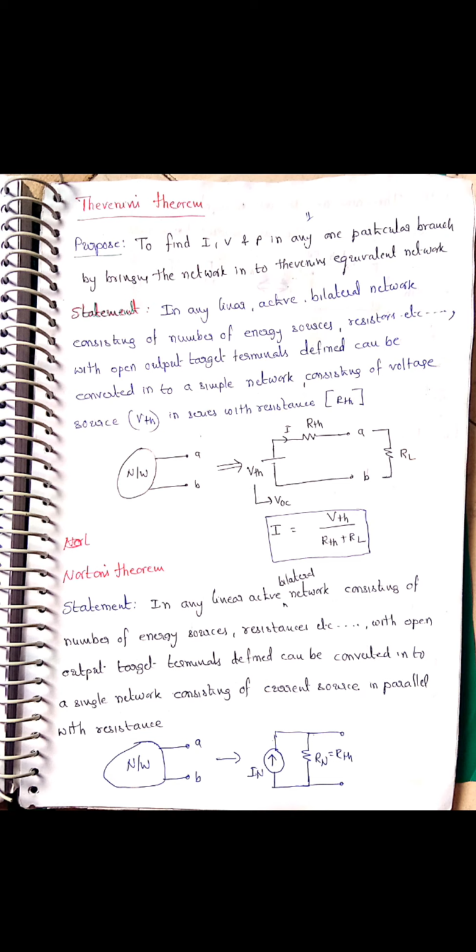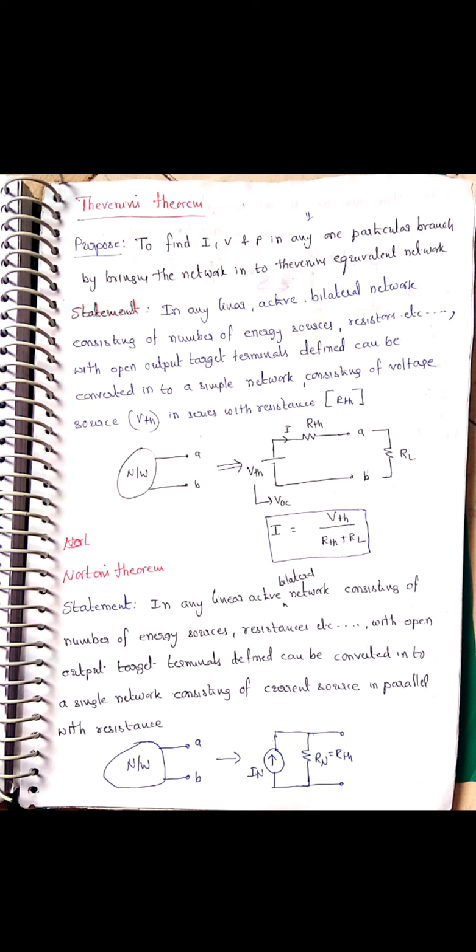You see the difference between mesh, nodal and theorems. If you apply mesh or nodal, we can get current, voltage, power in each and every branch. But if you apply a theorem, we get current, voltage, power in only one particular branch. If you want to find any other branch, again we have to apply the theorem. And all these theorems are applicable for single source and multi-source networks.